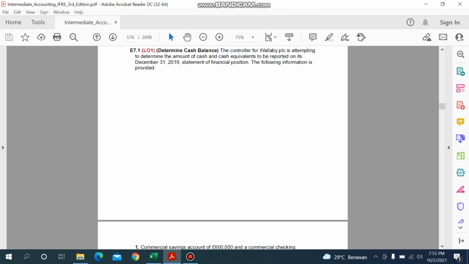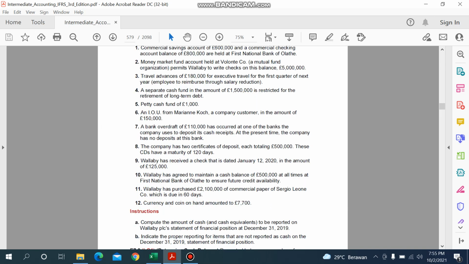The next question is E7.1. The controller for Wallaby PLC is attempting to determine the amount of cash and cash equivalents to be reported on its December 31st, 2019 statement of financial position. The following information is provided for 1 to 12.